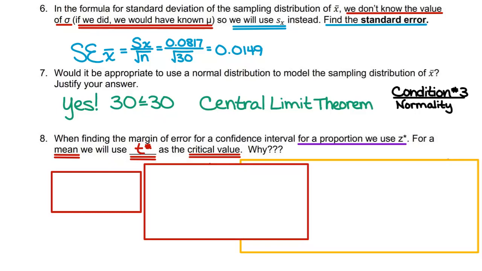All right. Do you remember how to find z? How do you find z? Yep, absolutely correct. So to find t, we do pretty much the exact same thing. t is my sample mean, x bar, minus my population mean, mu, divided by the standard error, Sx over the square root of n.